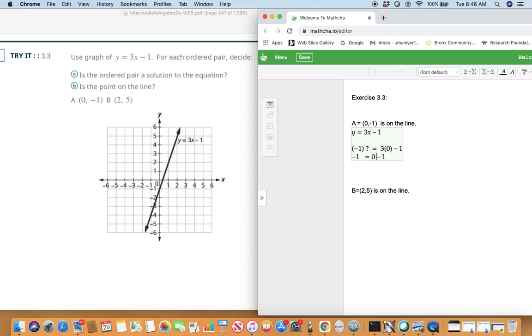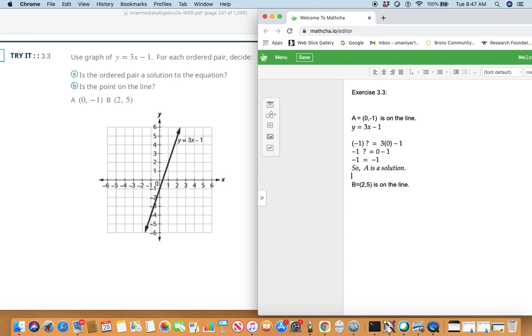I better write down the step so you don't get confused. So negative 1 is indeed equal to negative 1. So A is a solution. In the same way, notice A is on the line, and it is a solution.